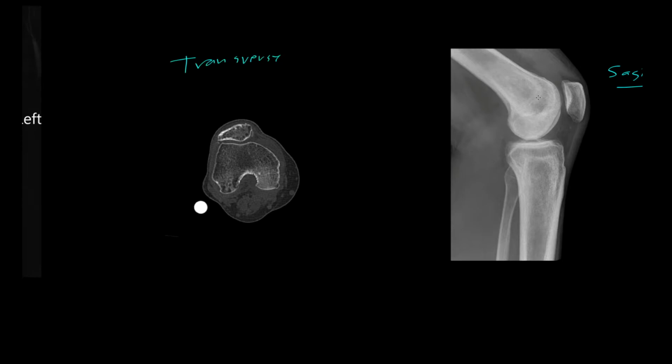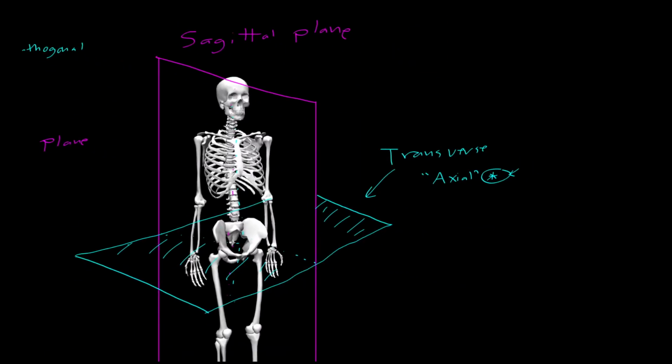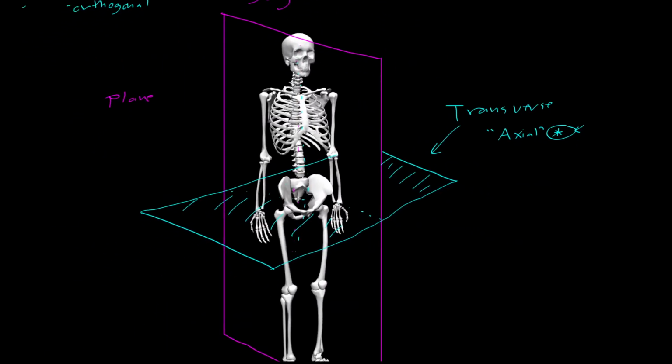Transverse plane. So this is like in this image here, it's like we took a slice like this. Slice like that instead. So this is another way of thinking about it. It's like a bird's eye view if the person is standing straight up. So that's the transverse plane, sometimes also called the axial plane.